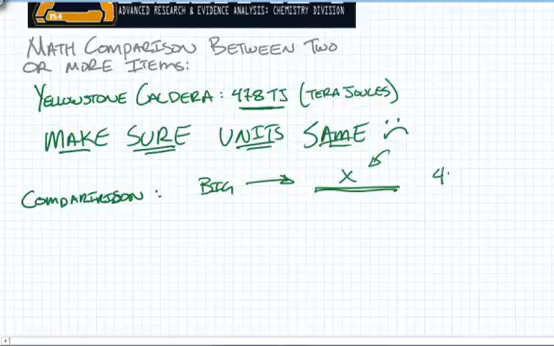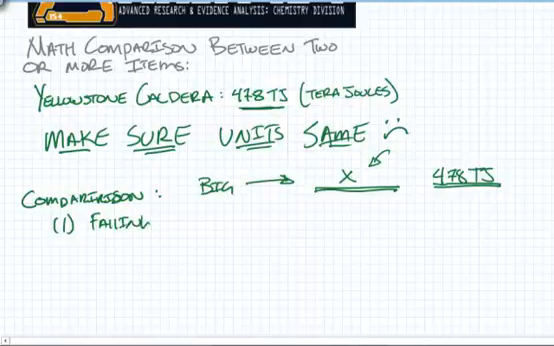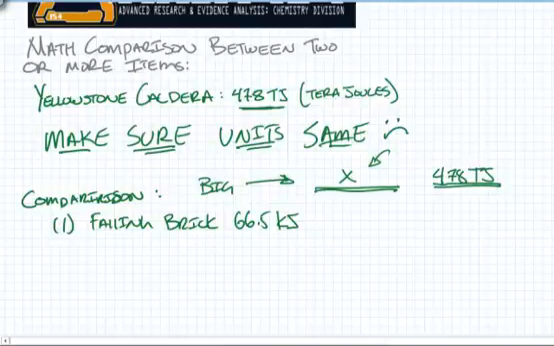So it will be 478 terajoules. Now, let's take a look at that first one. How many times bigger is the Caldera explosion than, let's take a look at number 1 as an example, a falling brick? Now, according to this, a falling brick has the amount of energy, it's about 66.5 kilojoules.